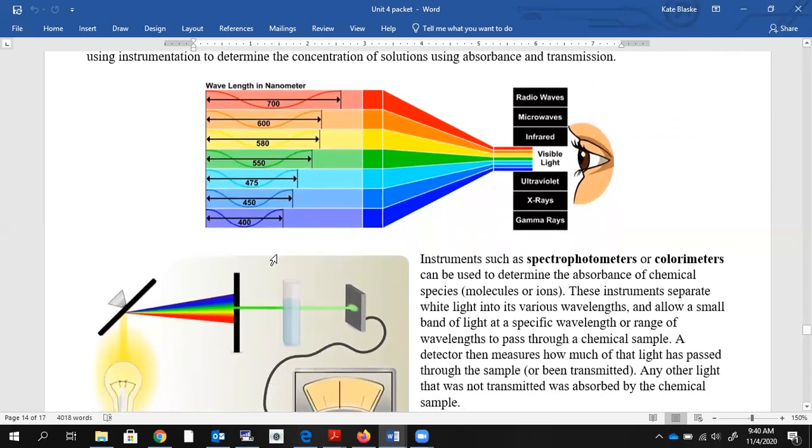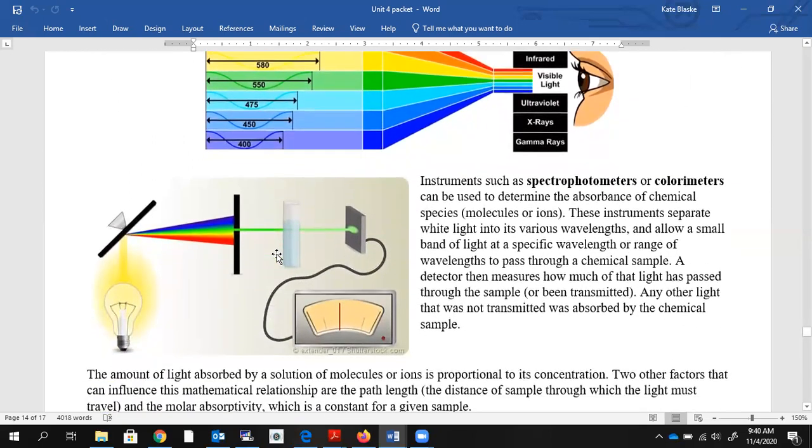So in chemistry, we have instruments that we can call either spectrophotometers or colorimeters that help us do this. Spectrophotometers are a little bit fancier. They can do more than just visible light. Colorimeters use only visible light. So we're going to use colorimeters in our class.